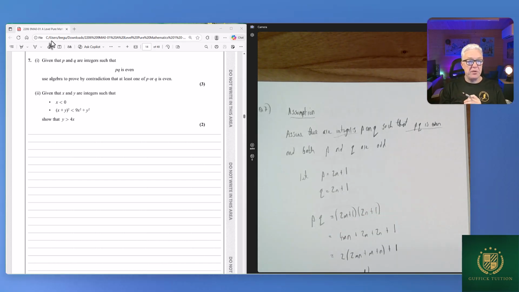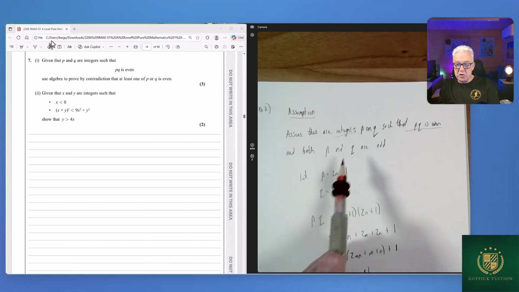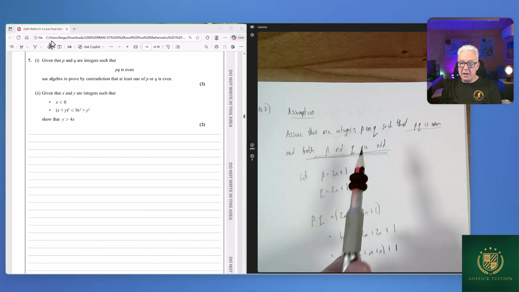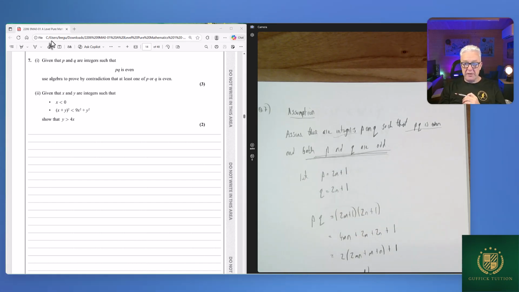It says prove by contradiction that at least one of p or q is even. So therefore the opposite of at least one of p and q being even is that both p and q are odd. And I think that's maybe a little bit tricky. So there's the bit that we've changed. We're keeping the fact that p and q are integers, and we're keeping the fact that p times q is even. But what we've changed is, instead of saying at least one of p or q is even, the opposite of that is that both p and q are odd.